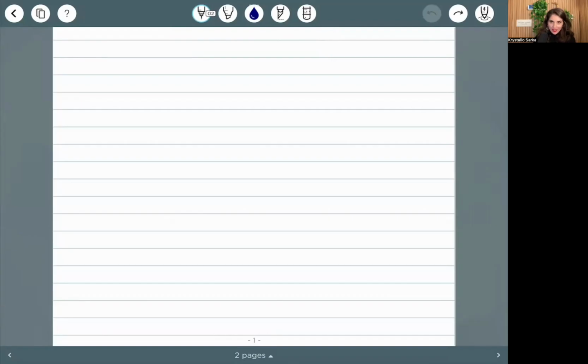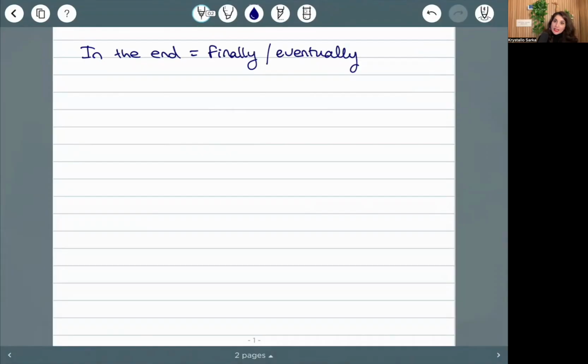Let's start with "in the end." "In the end" is a synonym of "finally" or "eventually." We use "in the end" as a synonym of "finally" or "eventually," and as such, it usually goes at the beginning or at the end of a sentence, or in the middle if it's between commas. For example, "In the end, we stayed at home."